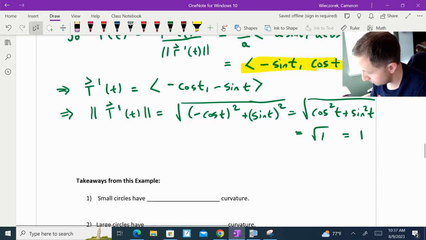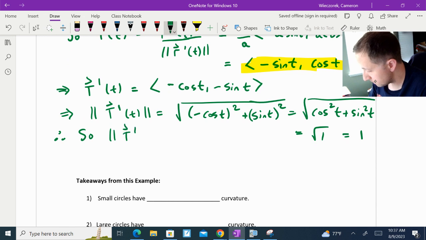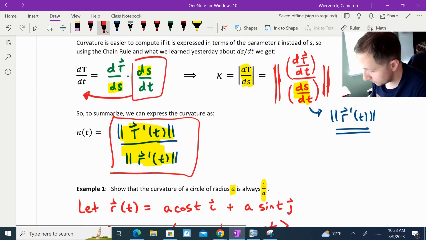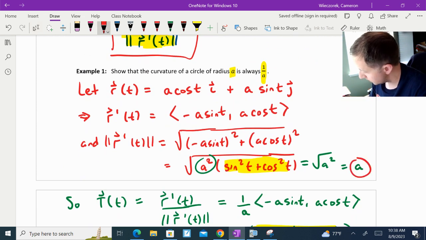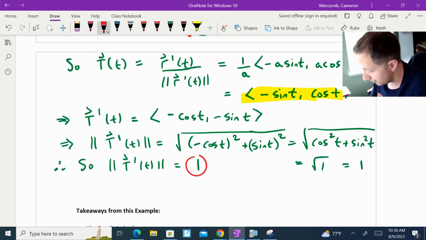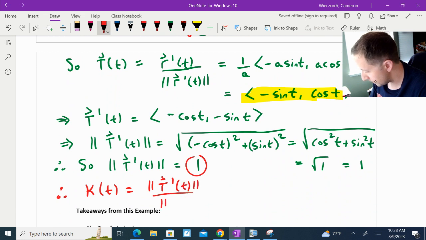Therefore, the magnitude of T prime is 1. And putting it all together, our curvature, if we take a look back up top, is the magnitude of T prime divided by the magnitude of R prime. The magnitude of R prime was A. The magnitude of T prime was 1. So the curvature at T is going to be the magnitude of T prime divided by the magnitude of R prime. So we get 1 over A. And that's what they asked us to show.